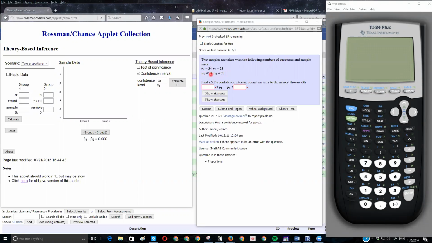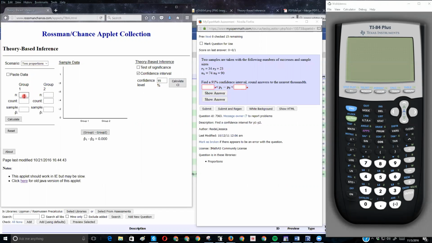And what's a little tricky with this notation is that they have it as N and R's instead of X's and N's or whatever. But you just remember that you'll never have 74 successes out of 34 things. So the R's in this case will be my counts. So this is about the difference between two proportions. I noticed that because of the interval, they want a 91% confidence interval.